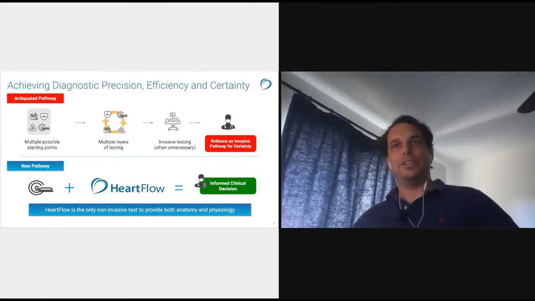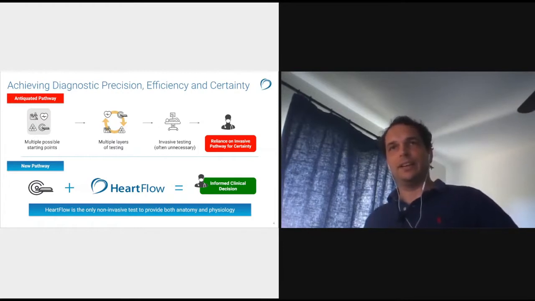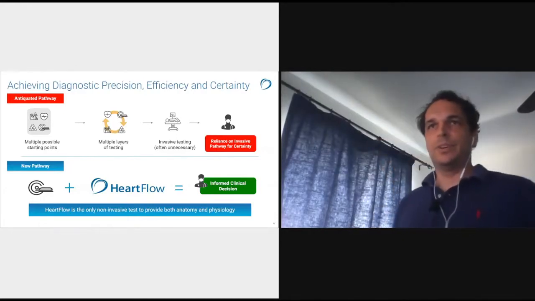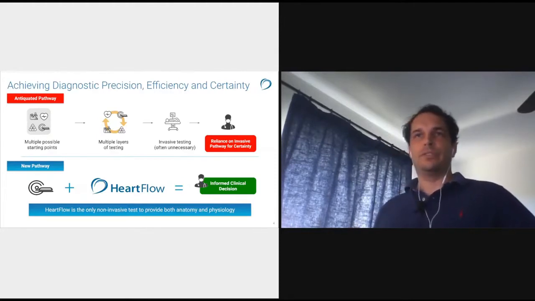Unfortunately, these tests can be contradictory. And so in many cases, the physician wants to err on the side of caution, wants to be very cautious, and sends the patient to the cath lab. And in the cath lab, a catheter is inserted, and typically an invasive coronary angiogram is taken to come up with the ultimate conclusion if the disease is obstructive or non-obstructive.